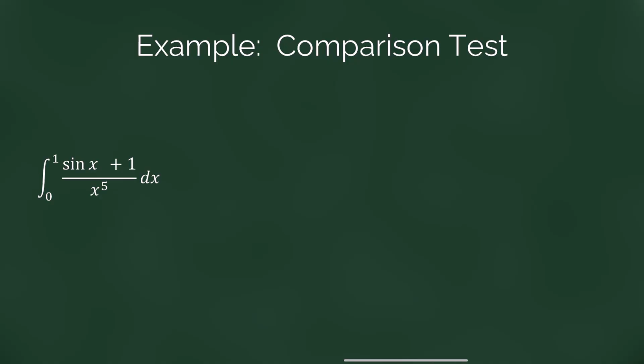For our next example of a comparison test, we're going to consider the definite integral from 0 to 1 of sine x plus 1 over x to the 5th dx. Now, we have not yet done an integral with which we can compare this easily, because we only considered 1 over x to the p on the interval from 1 to infinity. So let's look at 1 over x to the 5th on the interval from 0 to 1. So we're going to consider the integral from 0 to 1 of 1 over x to the 5th dx first.